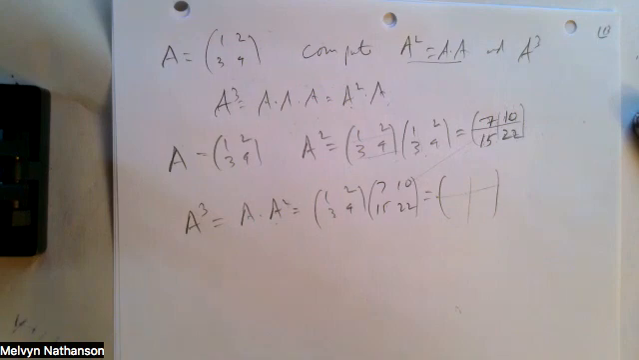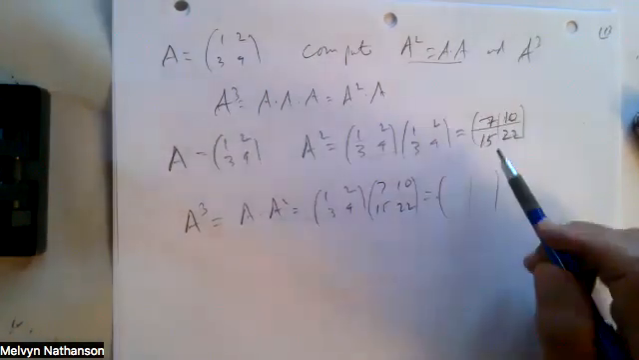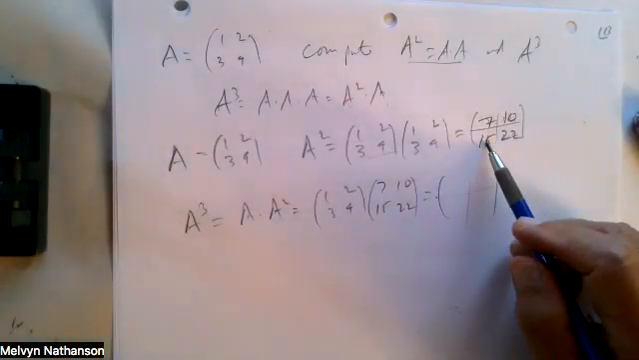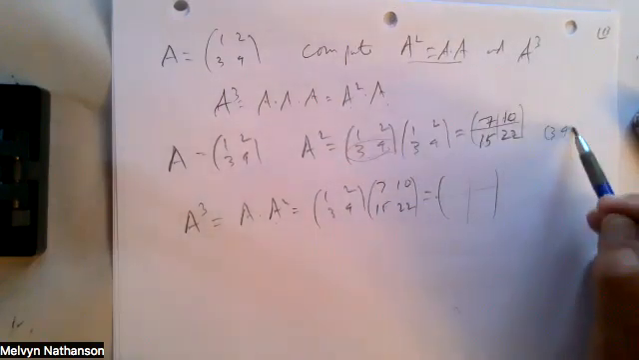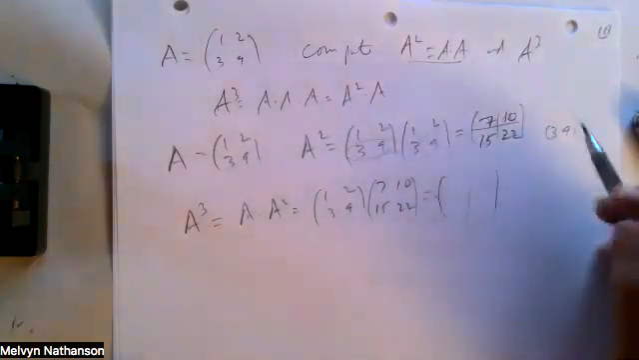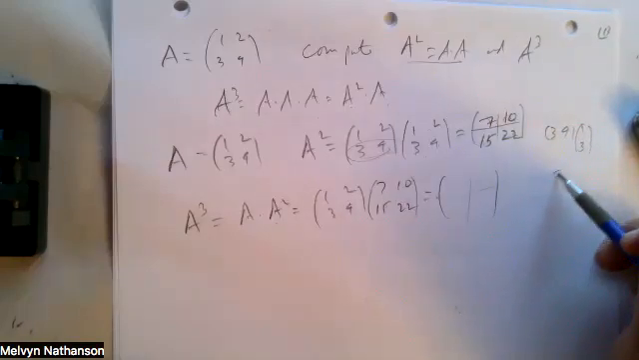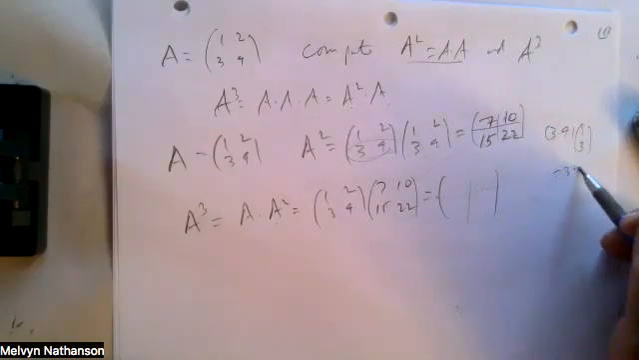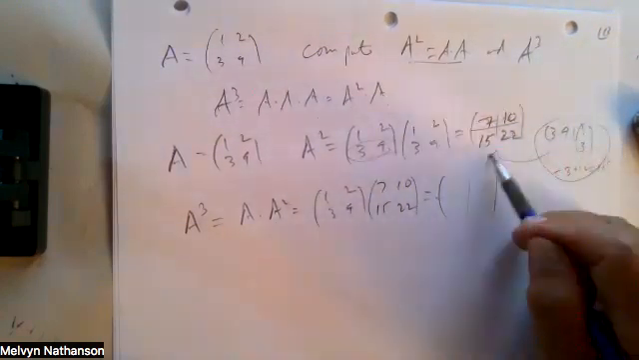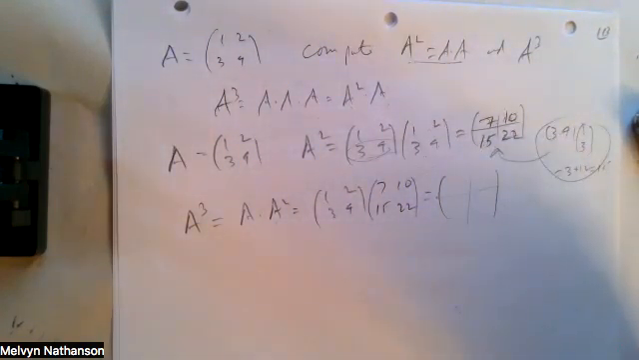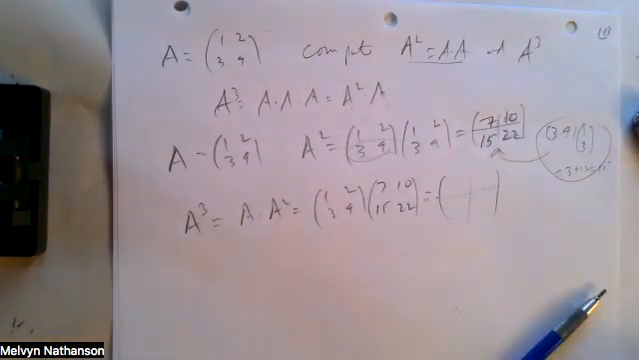Wait, how did you get 15? Sorry, how did you get 15? Second row, first column. The second row of A times the first column of B is 3 plus 12 is 15. Oh, I see.